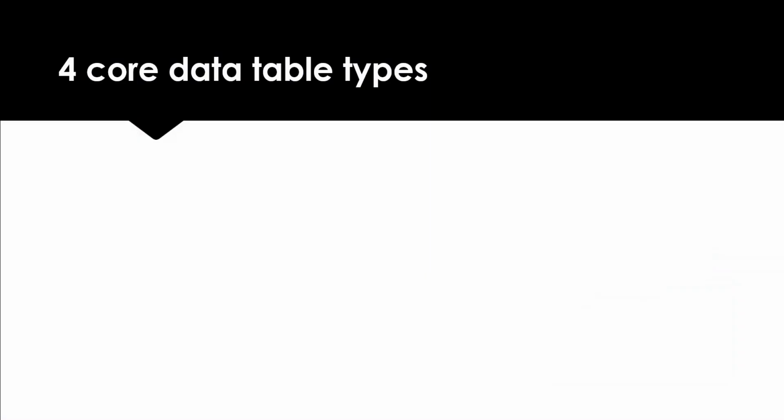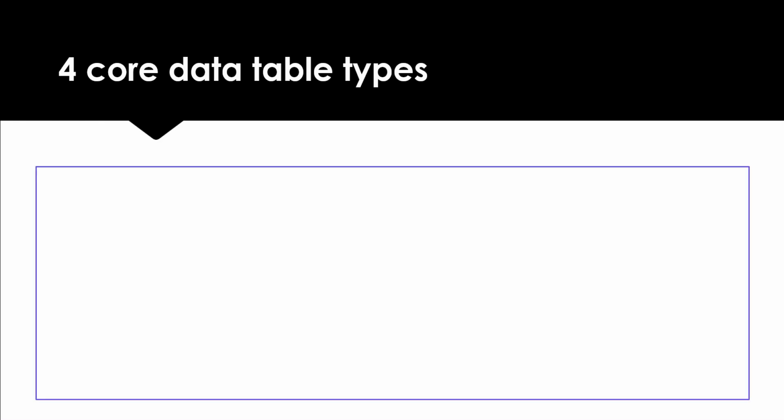So there will be 4 core data table types that I will put forward here that I believe are universal to wherever you work in healthcare. The first is a summary record. So this, what you summarize, will change depending on where you're at. You may be summarizing claims. You may be summarizing hospital encounters. You may be summarizing some sort of device input.